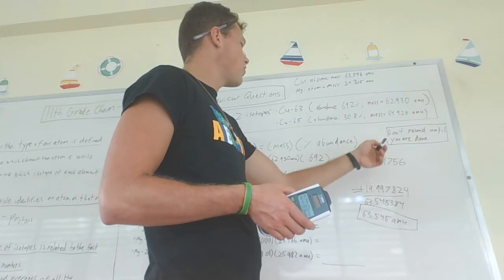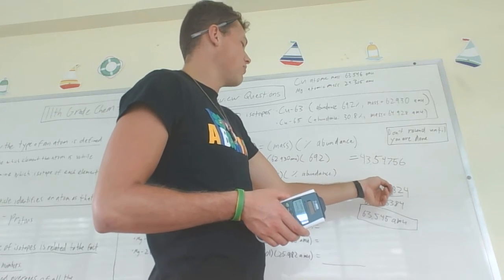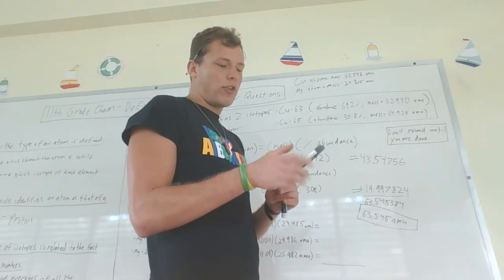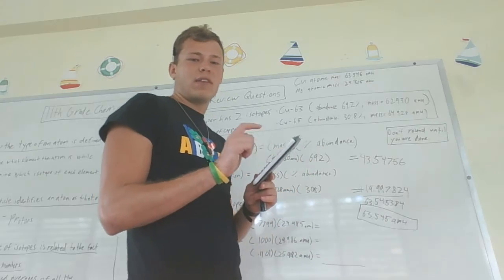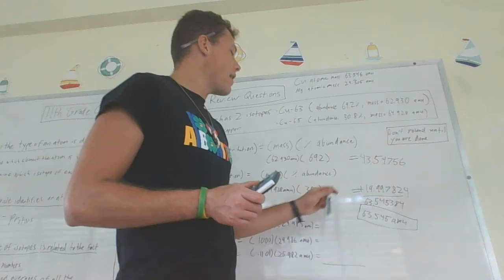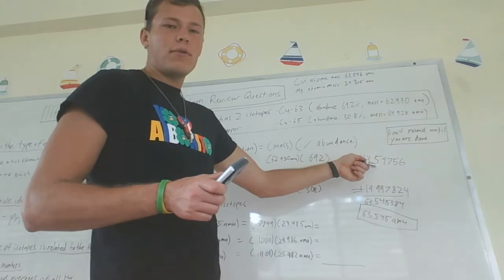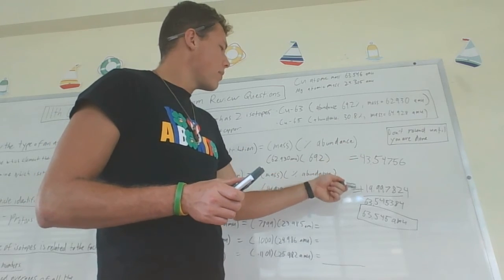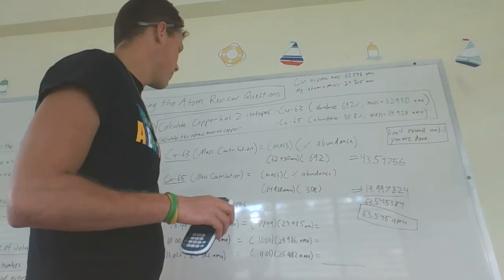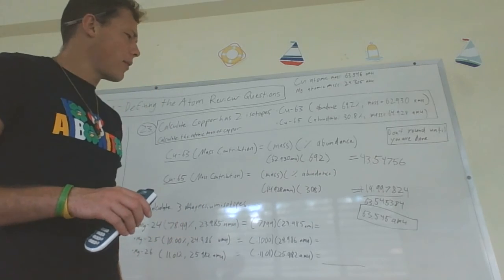You don't do this until you're done. See how I have lots of digits up here? I just took the numbers in my calculator and added them together. And then you round at the end, because if you round each step, you lose accuracy, okay? Hopefully I'm not losing you.